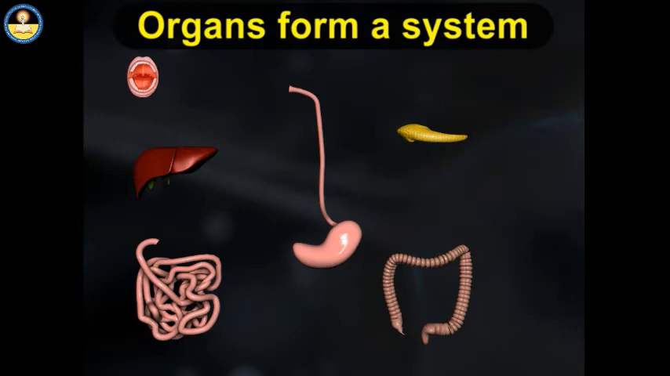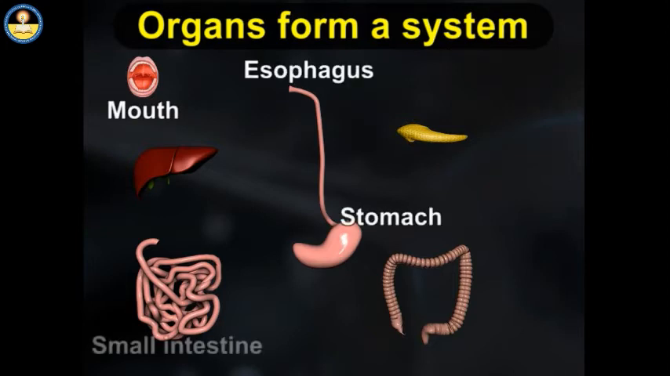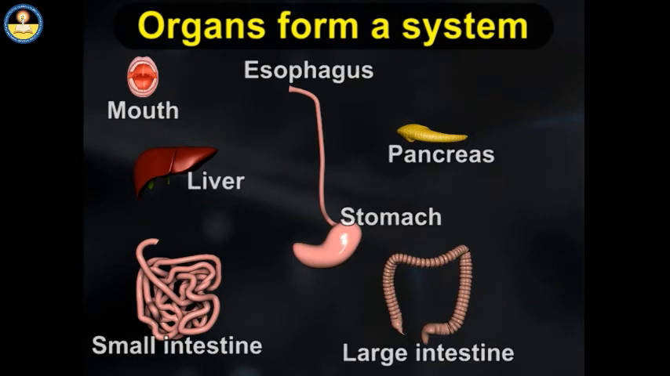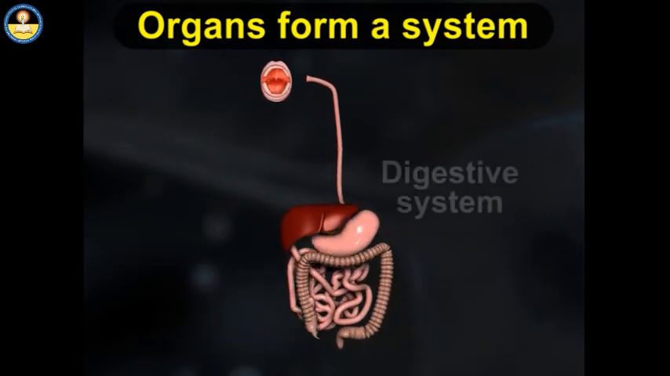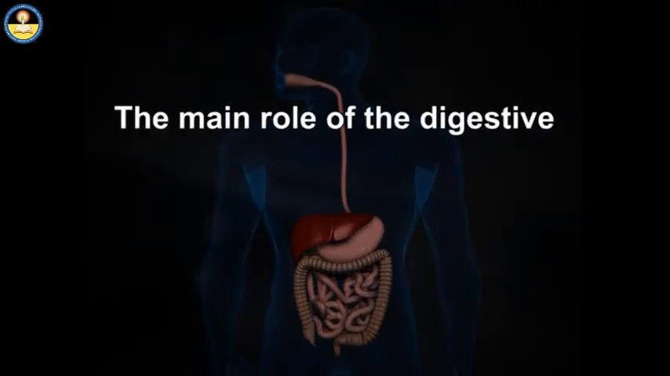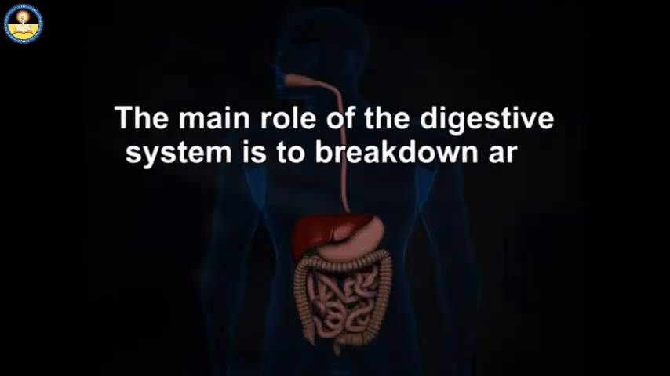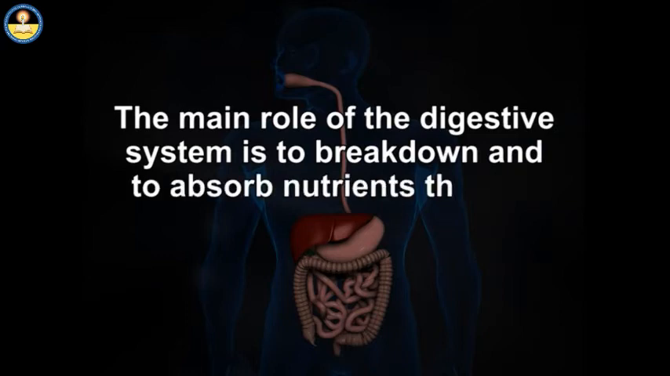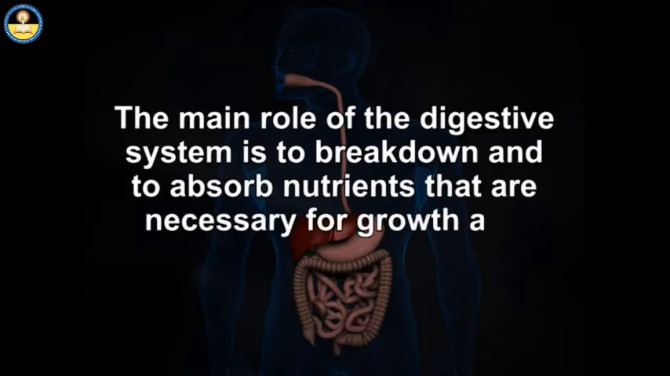So all these organs, mouth, esophagus, stomach, small intestine and large intestine, liver, etc., form a system known as digestive system. The main role of the digestive system is to break down and to absorb the nutrients that are necessary for growth and maintenance.